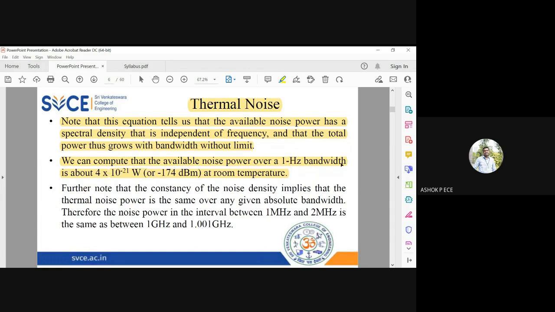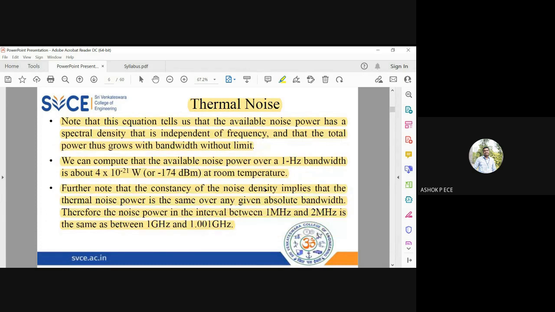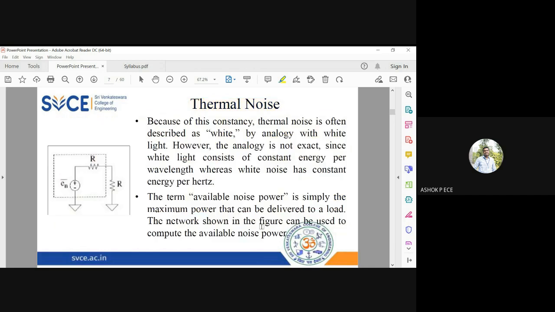We have done this only for 1 hertz, so it is going to be large when the bandwidth is very, very large. And theoretically we say that this noise power is going to be constant for a particular bandwidth, right? So even when you take between 1 megahertz and 2 megahertz, the available noise power is going to be the same as the noise power between 1 gigahertz and 1.001 gigahertz. You know the upper cutoff frequency minus lower cutoff frequency is your bandwidth, right? So the difference is going to be 1 megahertz. Wherever the difference is 1 megahertz, the noise power is going to be the same within that particular interval.